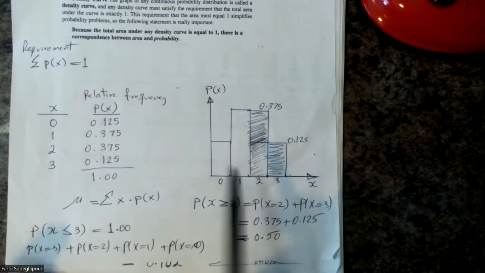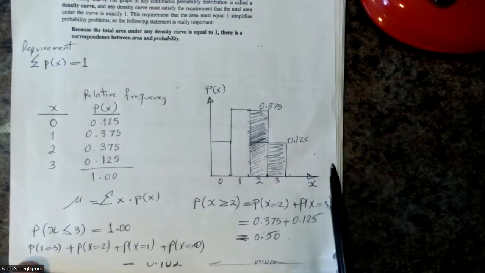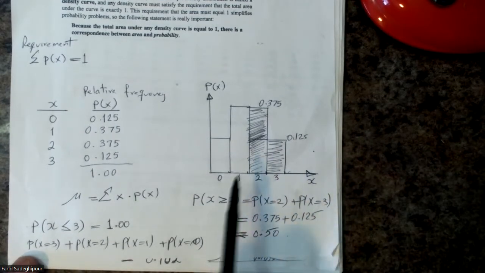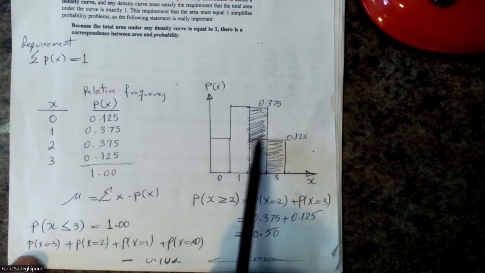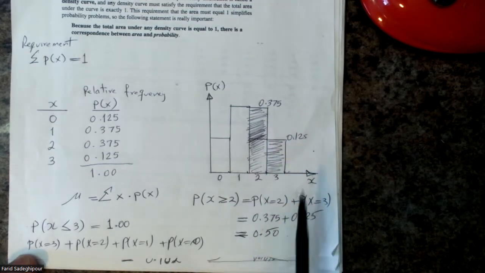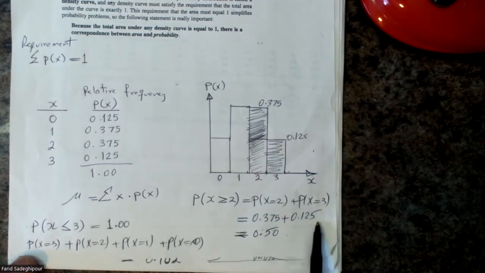This is an example of the discrete because you have a whole number here. And what's the area of x greater than or equal to 2? It means you find the area of these two rectangles. So that would be the area of this rectangle plus that one. That shows you how to do calculations.